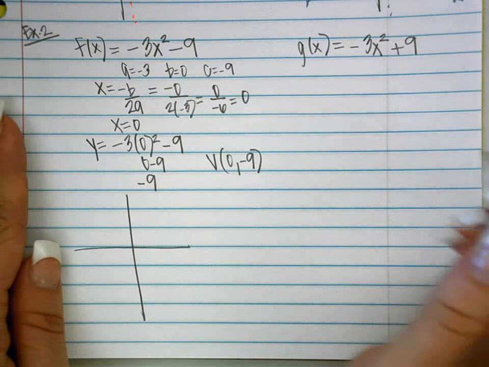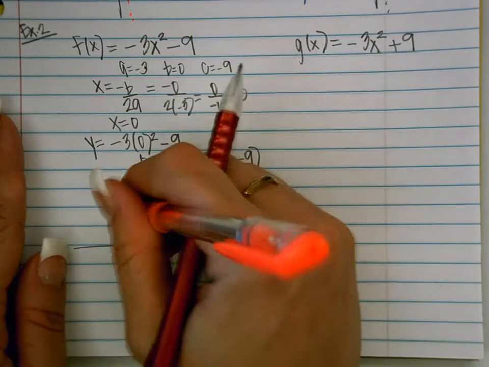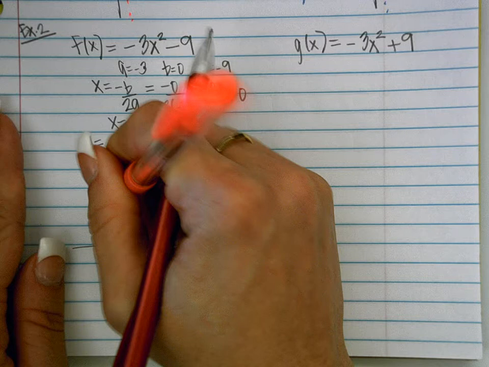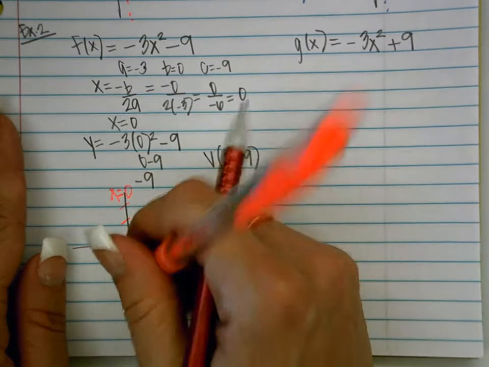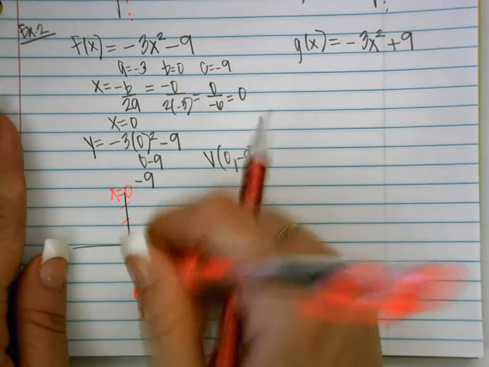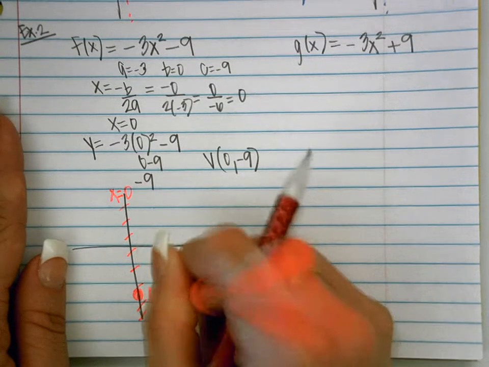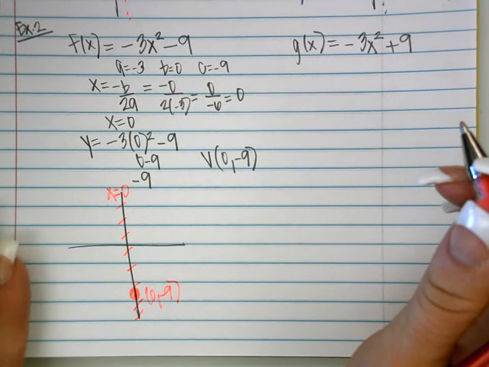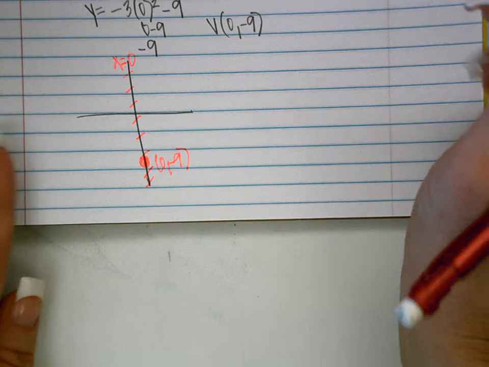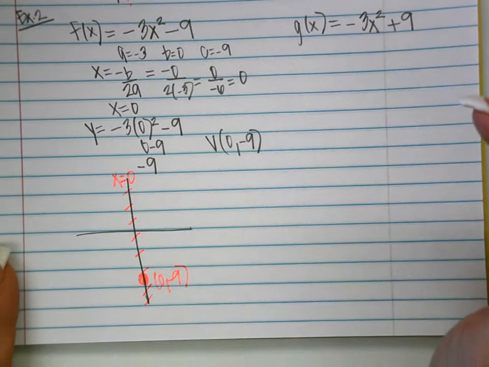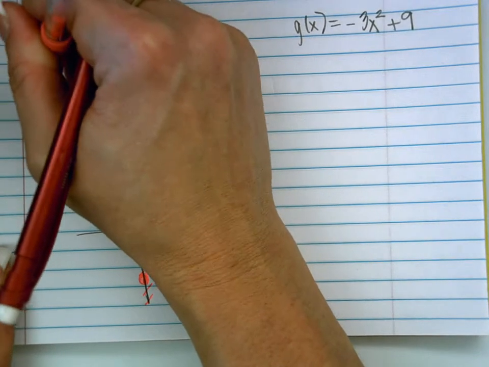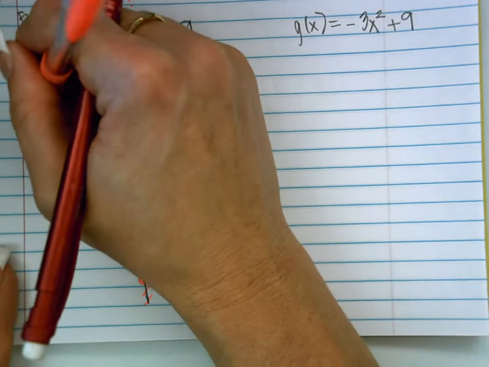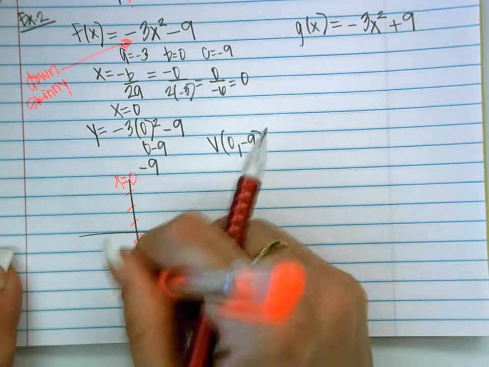So here, the line of symmetry is at 0, so it'd be right in the middle here. The vertex is over 0, down 9, so it'd be down here, and you do need to label it. Would this be opening up or down? What's your original equation? Down, and you know that because this A value is negative. So it'd be opening down, and would it be fat, skinny, or normal? Skinny. So this would be opening down, and it would be skinny.